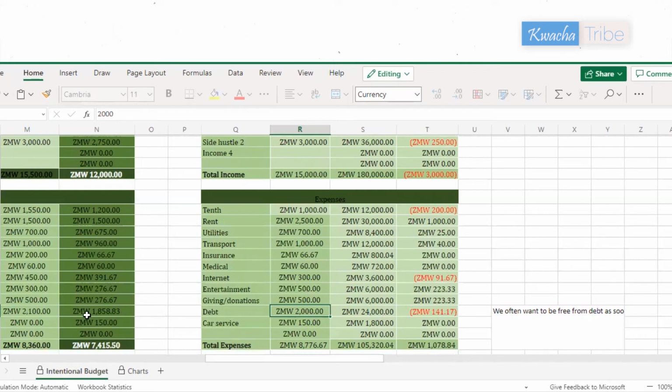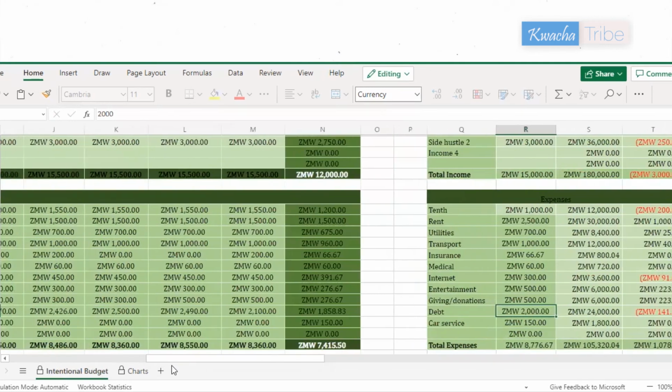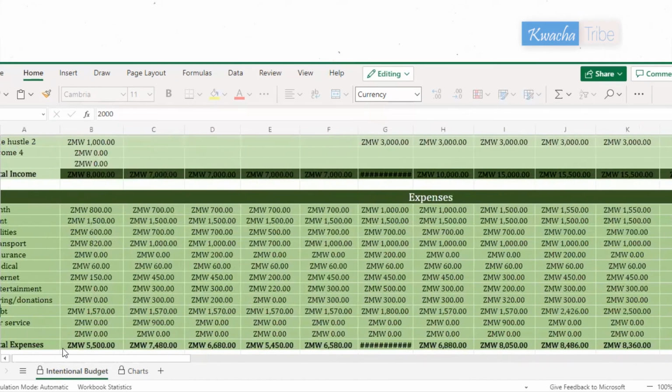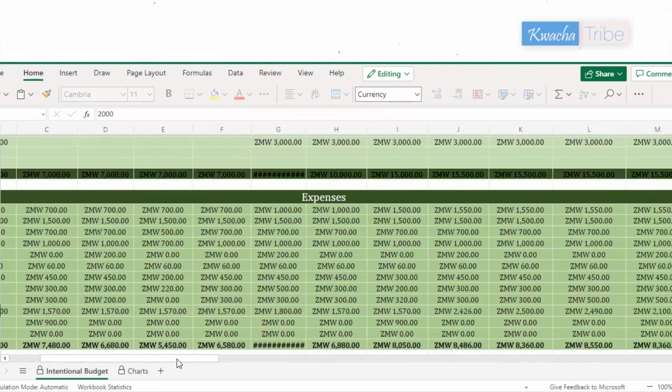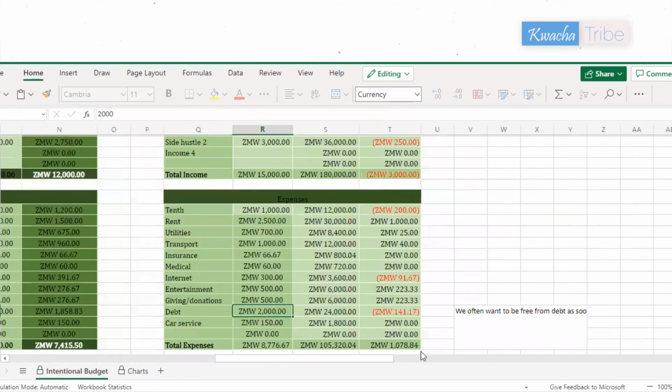But because for some months he paid 2,100, other months maybe he paid 1,700, following his income, of course. Like we said, for some months where he wasn't getting, or he got an increment somewhere or something like that. So now when we look at this, 2,000 kwacha is his monthly target to be servicing his loan, but he is behind by 141 kwacha 17 ngwee.